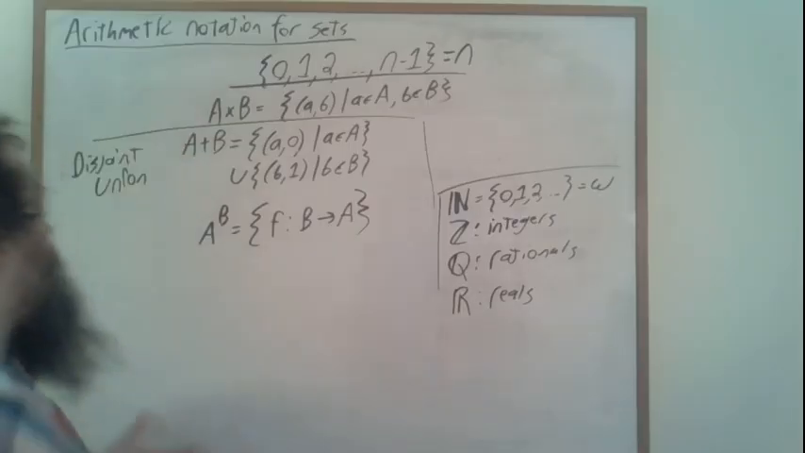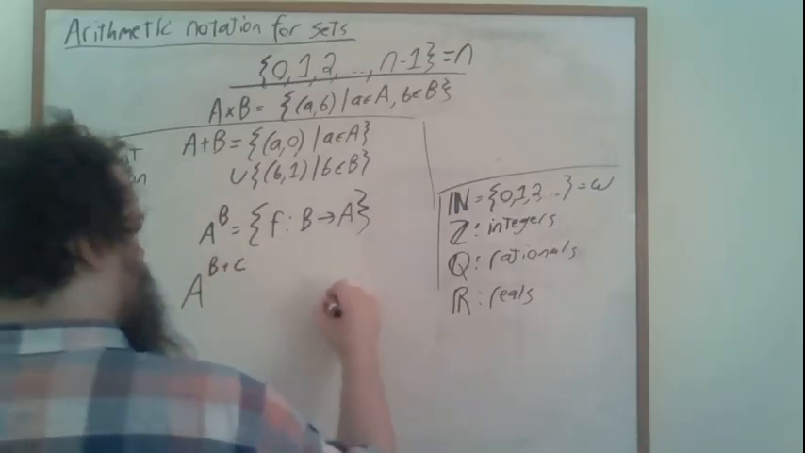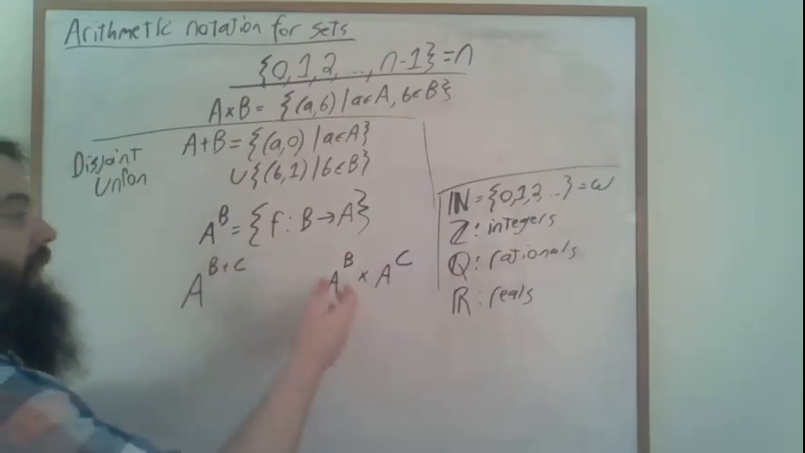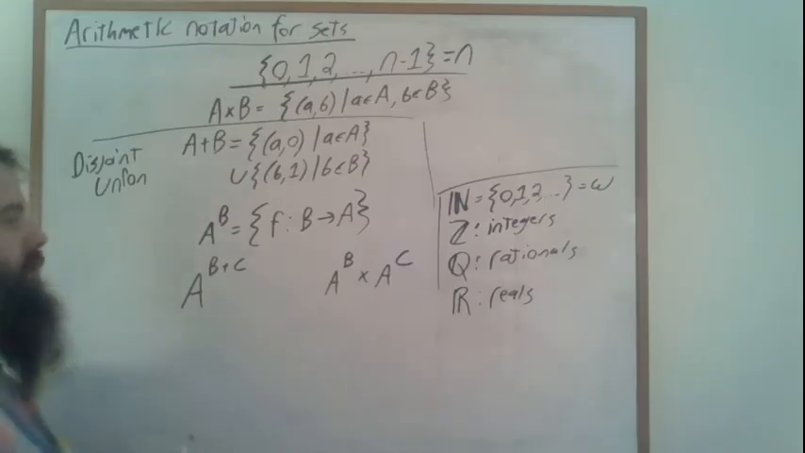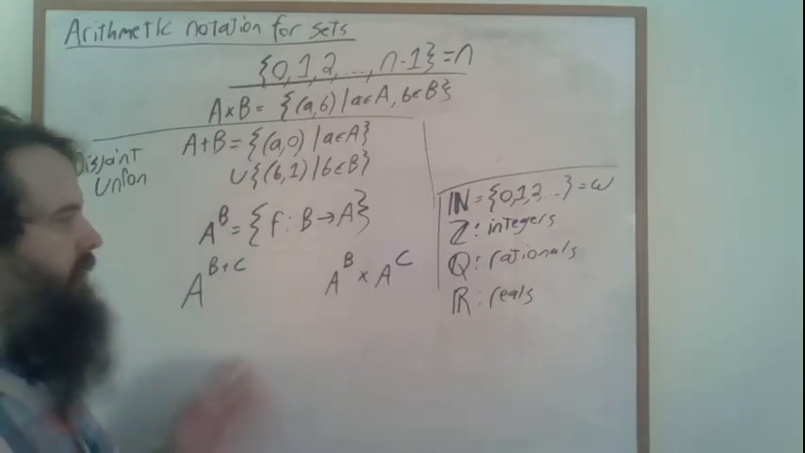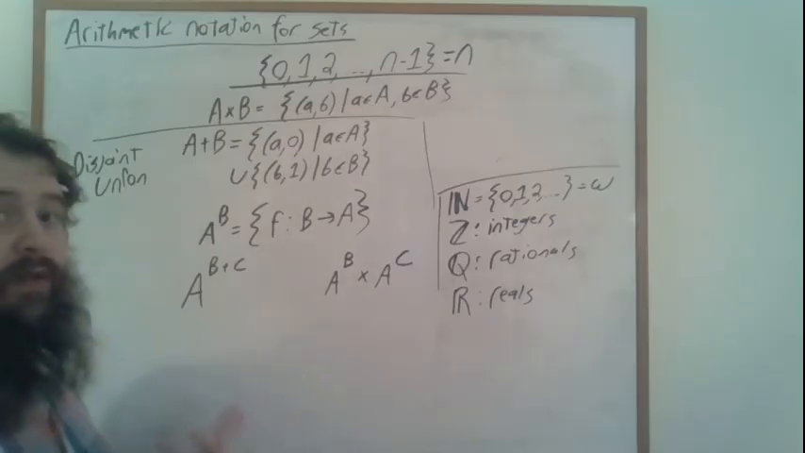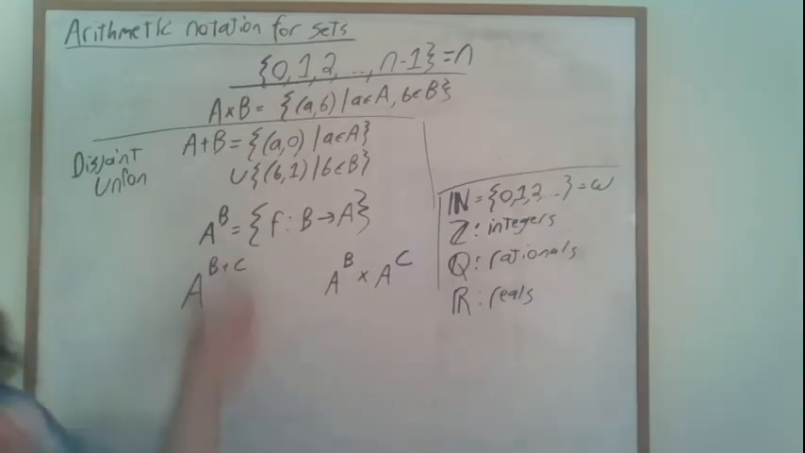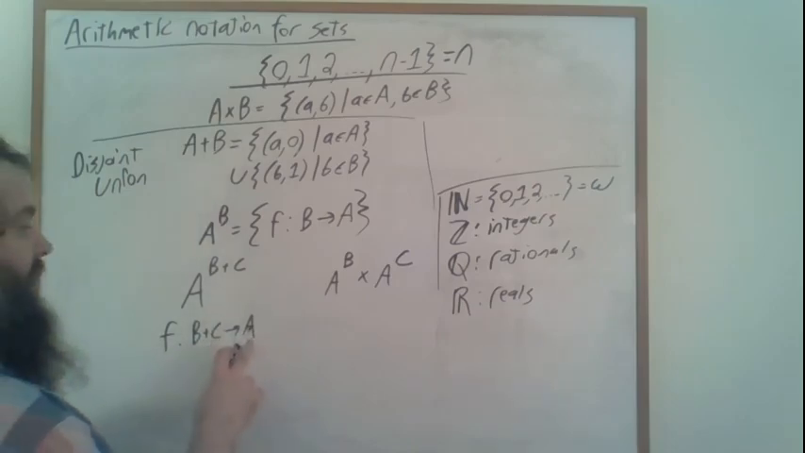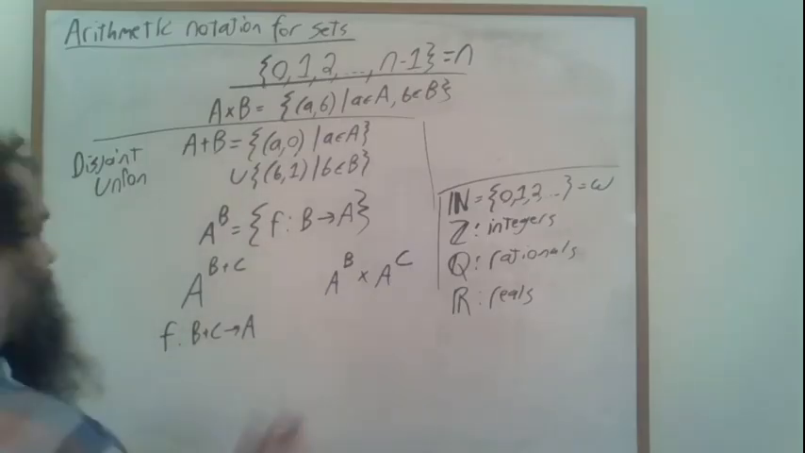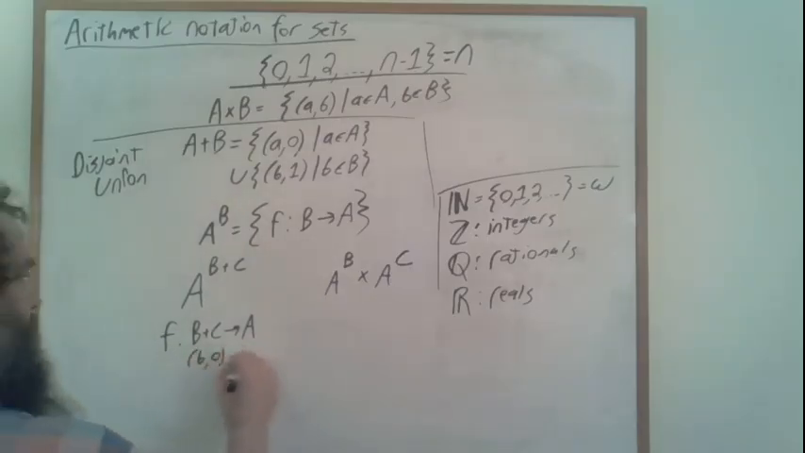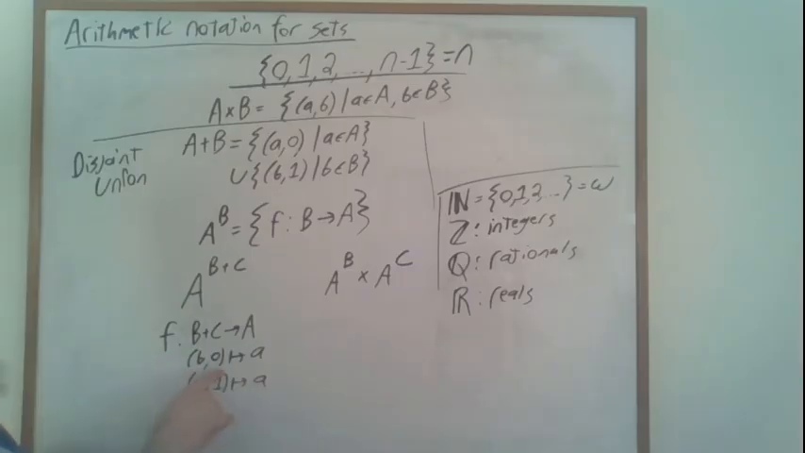For instance, we might want it to be the case that a to the b plus c and a to the b cross a to the c should correspond to each other naturally. As usual, they won't be equal to each other, but there'll be a natural correspondence between these two. Here we have functions that take in an element of the disjoint union of b and c and output an element of a. In other words, these functions are going to take in pairs of the form b comma 0 and output some a's for those, and pairs of the form c comma 1 and output some a's for those.